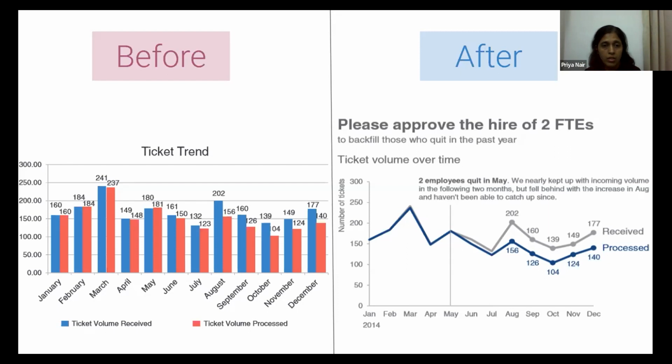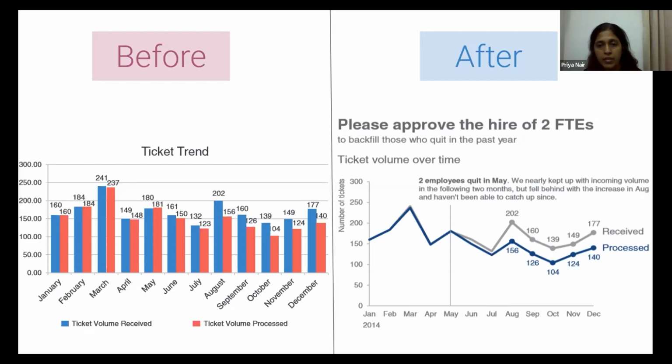So then whoever is looking, whoever is your stakeholder doesn't have to bother much to understand why you are asking, because the story is pretty much straightforward in that graph, where it is shown the trend over time, right? If you see the two colored lines, one is for the tickets received and another one is for the tickets processed, right?